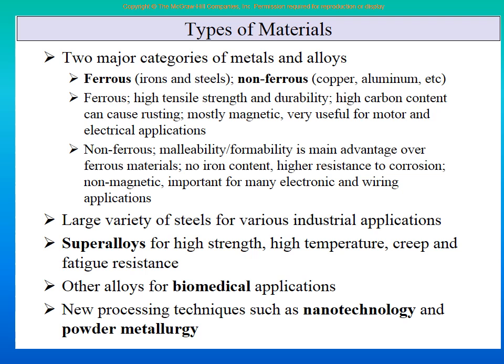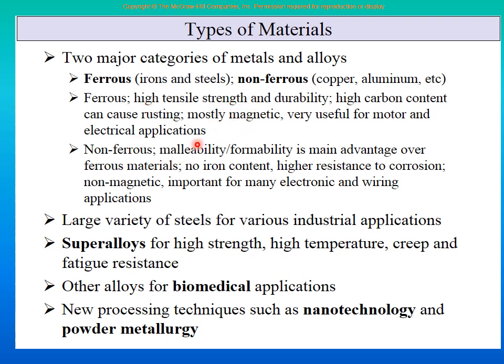So these two, corrosion and magnetism, are the two most deciding factors about whether a material is ferrous or non-ferrous. Other things are there, you can read them. High tensile strength, good durability, high carbon content, which can cause rusting, and mostly magnetic, and therefore very useful for motor and electrical applications because they are magnetic.